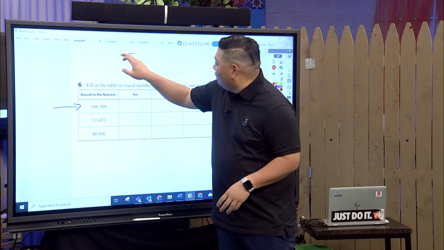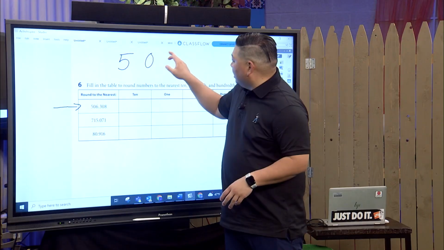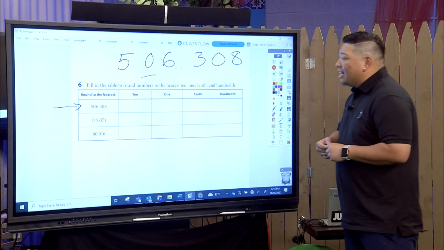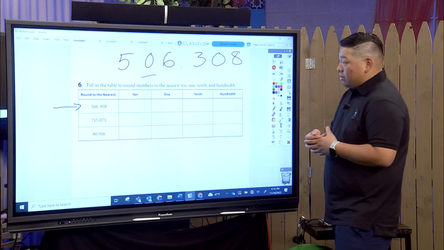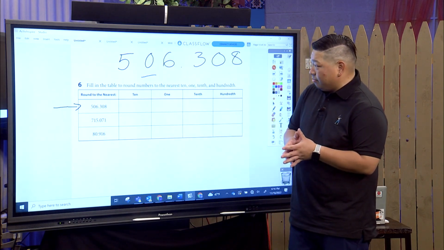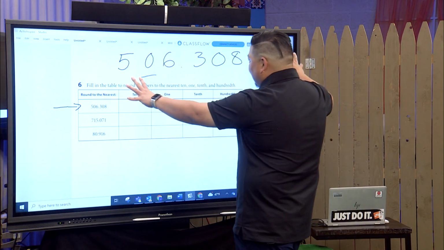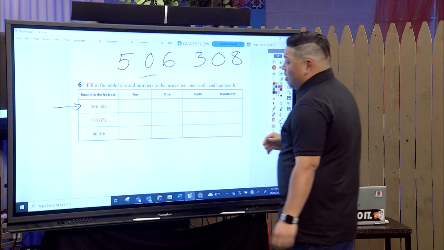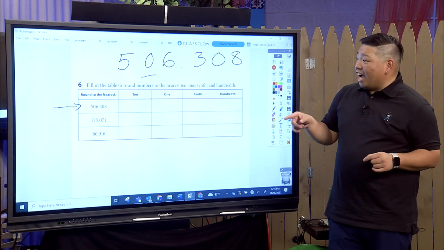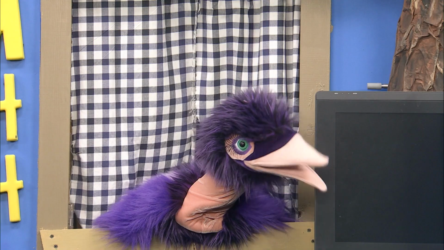So if I have 506 and 308 thousandths, I'm going to round to the nearest 10 place, which is right here. So being able to identify where your place value is going to be key first, and then knowing how to round. So if I'm rounding to my nearest 10 with the number 506 and 308 thousandths, my nearest 10 is either going to be 500 or 510. I think it's going to be 510.